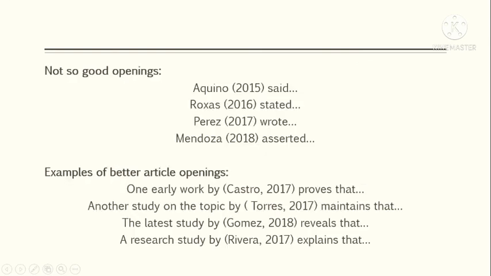Here are some of the examples of how we can write it in a proper way. Not so good openings. This is the example of not good openings. And in the bottom part are the examples of better article openings.